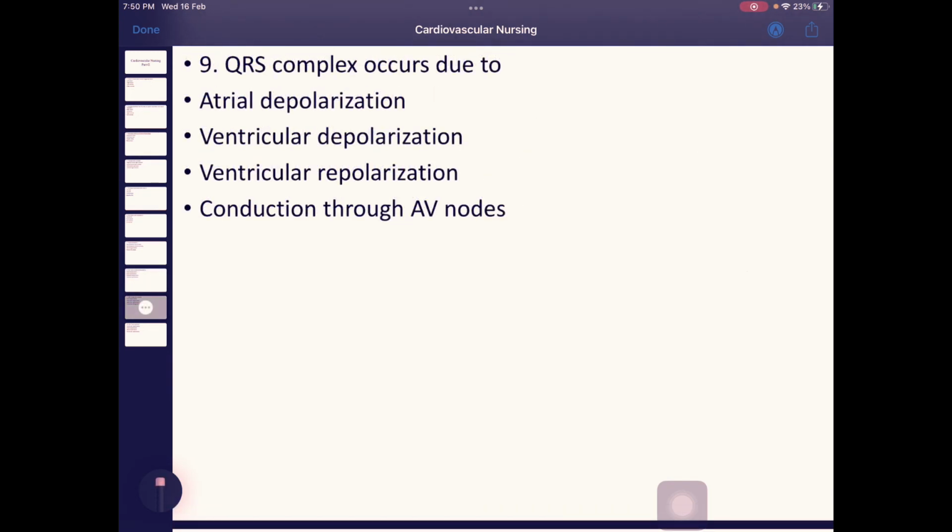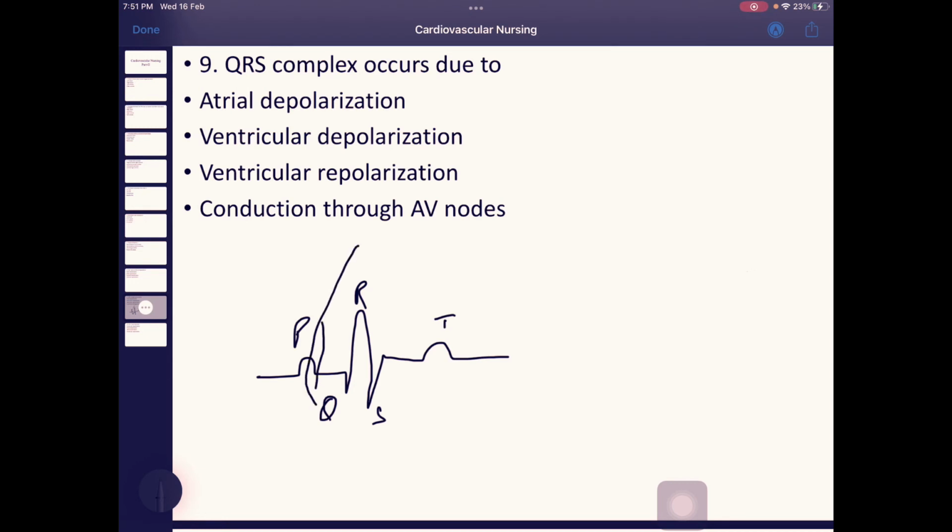Question number 9. The QRS complex occurs due to: option A, atrial depolarization; option B, ventricular depolarization; option C, ventricular repolarization; option D, conduction through the AV node. So here is the ECG. Imagine this is the ECG, this one is the P wave, then Q, R, S, and T. The question asks, the QRS complex occurs due to what?